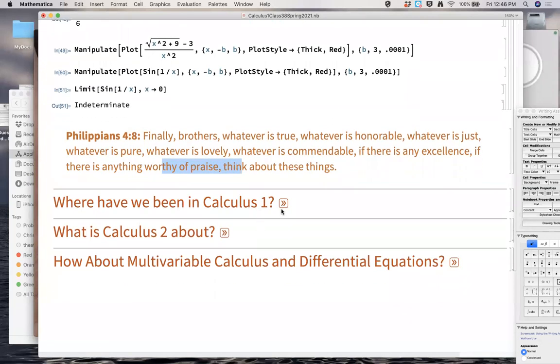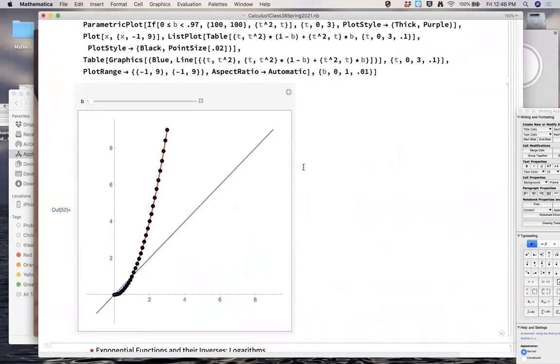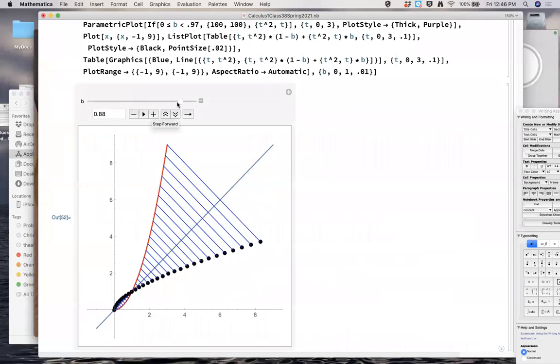Where have we been in Calculus 1? At the very beginning of the course, we reviewed elementary functions, which are functions that are most useful. Those include power functions, polynomial functions, rational functions, and their inverses. And code like this will show you how to think about an inverse as a reflection across the line y equals x. That red graph is y equals x squared. And the ending graph right here, kind of purplish, is y equals square root of x. And these are inverse functions when you restrict the domain to being all non-negative numbers.